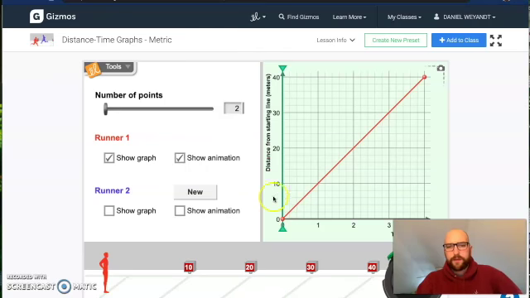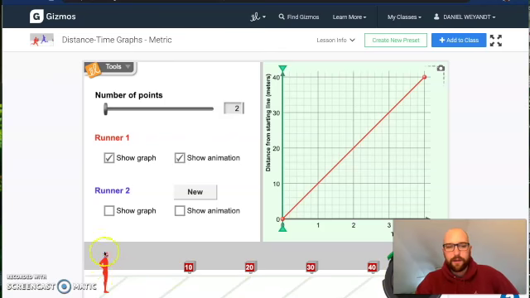On this graph, we see on the y-axis distance from starting line, and on the x-axis, time in seconds. The distance was in meters. We remember from last week that meters is a distance unit, and seconds is the unit we used to measure time. I've got a little stopwatch here on the bottom that's going to show me my time.